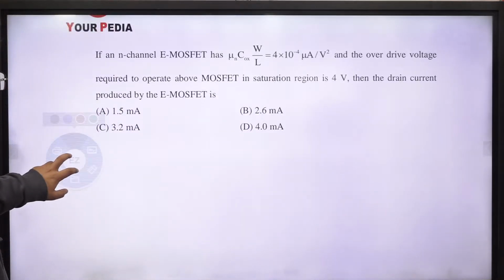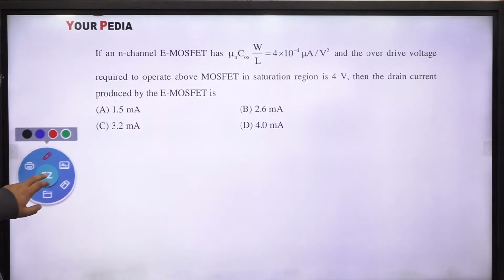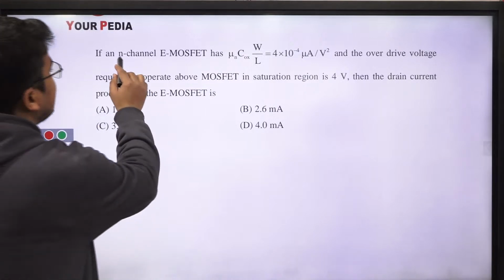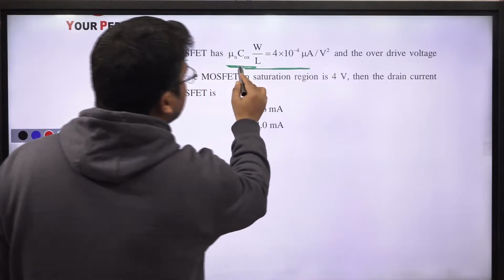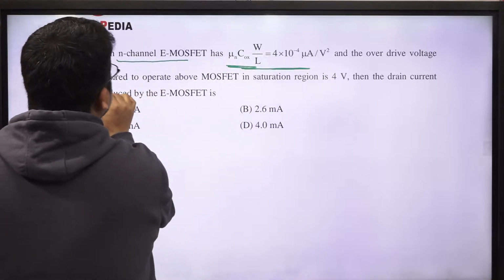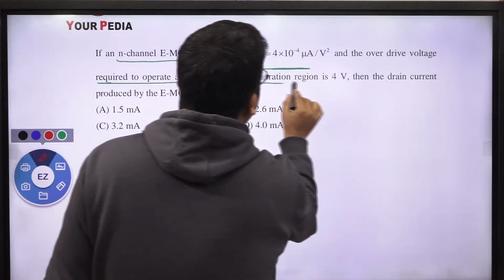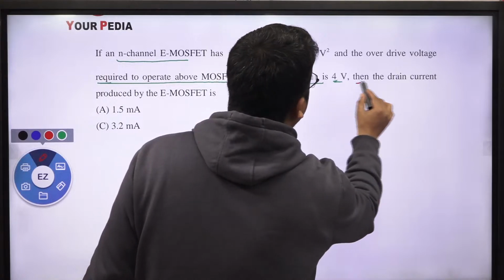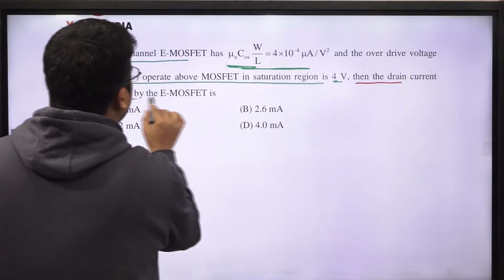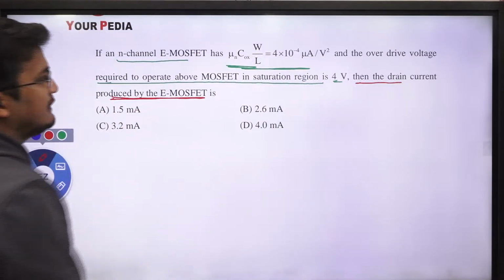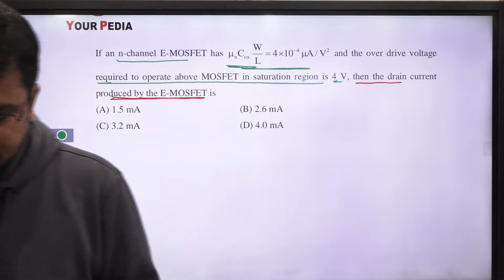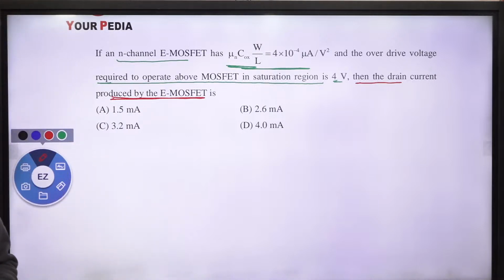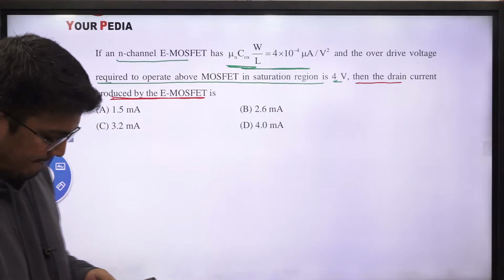Guys, again, this is an analog question. Tell me the answer, please. This is a very simple question. In the N channel E MOSFET, mu n Cox W by L is equal to this, and the overdrive voltage required to operate the MOSFET in the saturation region is 4 volt. Then the drain current produced by the MOSFET will be? Tell me the answer, guys, please. Come up, please.